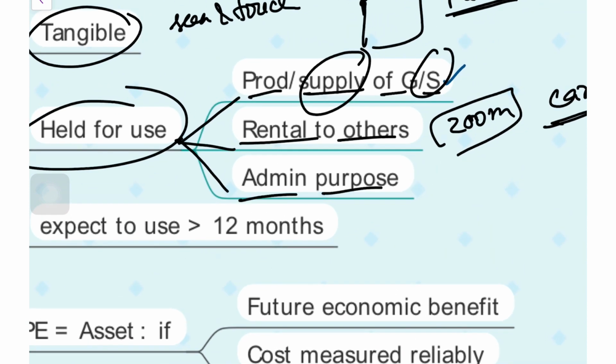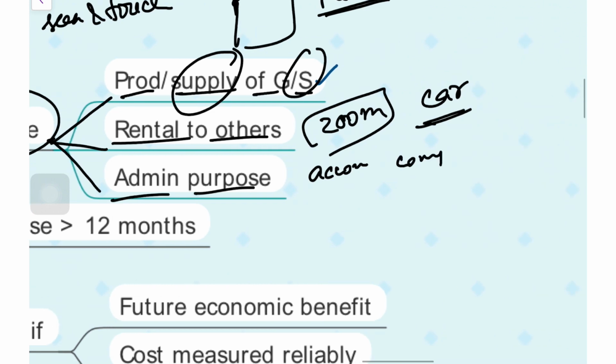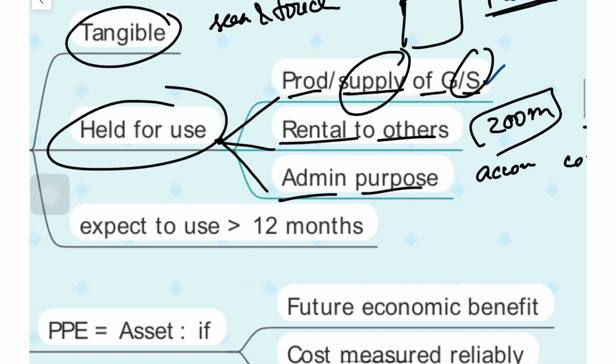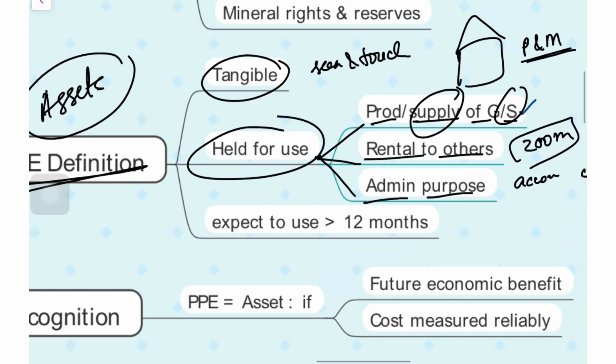And the final one is admin purpose. That means you might be in any kind of business, but to do your accounting, suppose you would need your computers, laptops and devices like that. All of these are used for the administration purpose, right? So these devices would also be known as your PPE only.